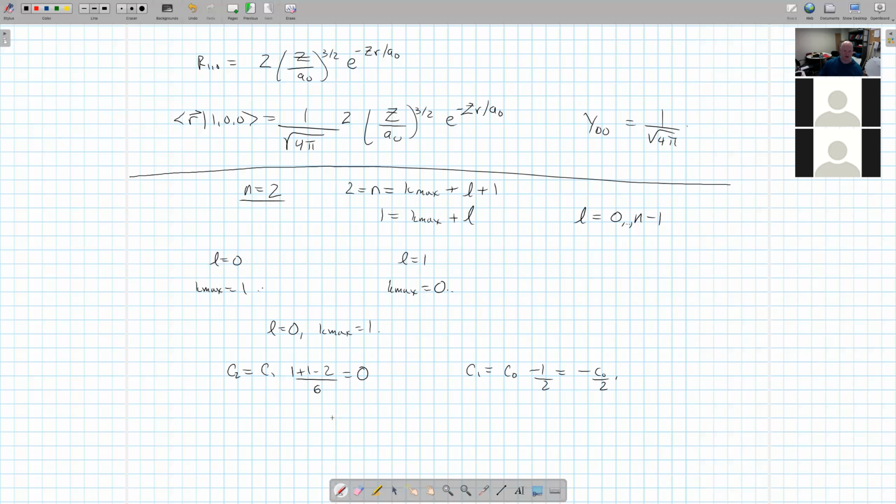So for here, F of rho is going to be equal to C0 times rho to the 0 plus C1 times rho to the first power. So this is going to be equal to C0 minus C0 divided by 2 times rho. So this is our F. Is it okay? So from here we can find the wave function.